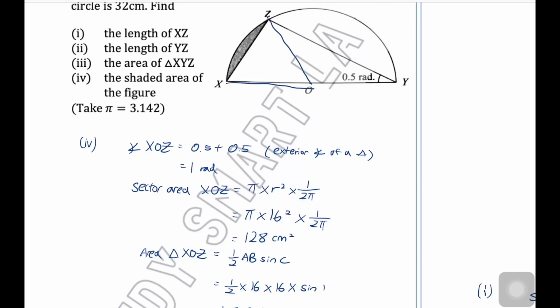Find this XOZ, this sector. All right, and that is through our sector area formula, pi r square multiplied by the proportion of the angle. Since this is 1 radian, that's why the angle is 1 radian over 2 pi radian, okay? So putting this into your calculator, you'll get 128 cm square.